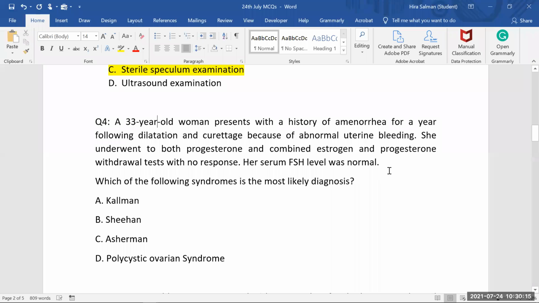And her serum FSH level was normal. So which of the following is the most likely diagnosis? It's a clear case of amenorrhea following D&C. It's a clear case of Asherman.